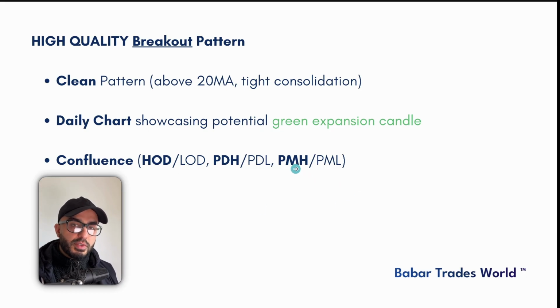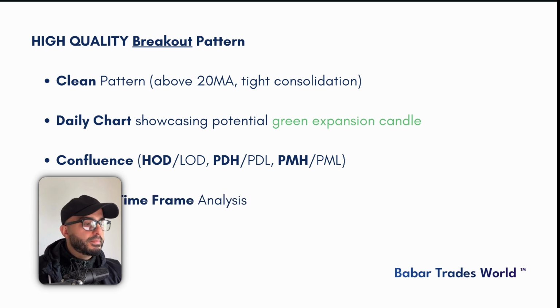And pre-market high is also really important. Prior day high, it depends on the chart itself. You have to have the daily chart really in front of you to understand this. But high of day and pre-market high are some of the confluences that I look for when looking at a pattern that's a breakout, that's resting above the 20 moving average, that's consolidating and has a potential to expand further on a daily candle. The last is multiple time frame analysis.